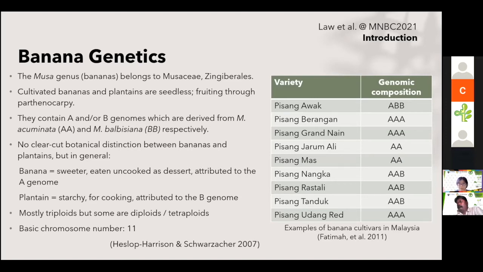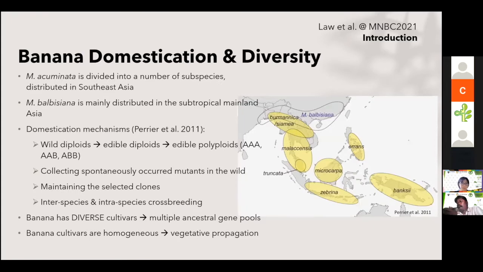So this is a list of some of the banana cultivars in Malaysia. Now the domestication history. The general belief is that acuminata is centered in Southeast Asia, and it can be divided into a number of subspecies, for example, malaccensis, microcarpa, errans, zebrina, banksii, and so on. But balbisiana is mainly distributed further north, in subtropical mainland Asia.